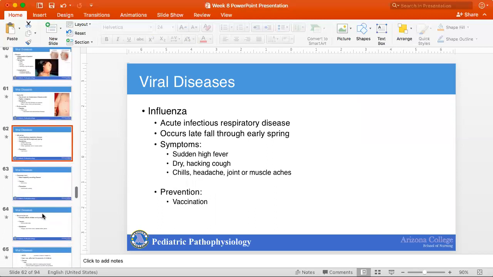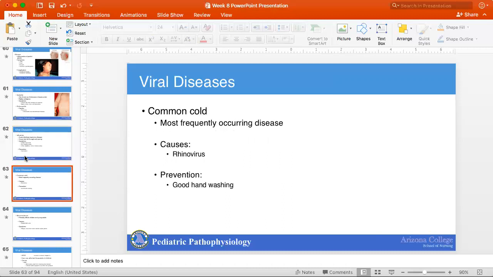Influenza, acute infectious respiratory disease, occurs in late fall through early spring, and some early symptoms of it being sudden high fever, dry hacking cough, chills, headache, joint or muscle aches. And then prevention would be vaccination, and depending on the particular flu virus itself, it has varying levels of efficacy of the vaccination. Sometimes it could be as low as 30%, which does protect some of the population, but doesn't have a very high effective rate.